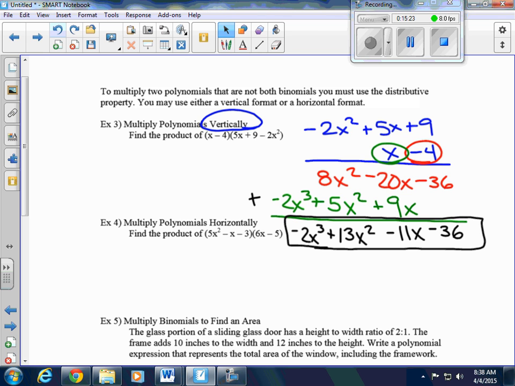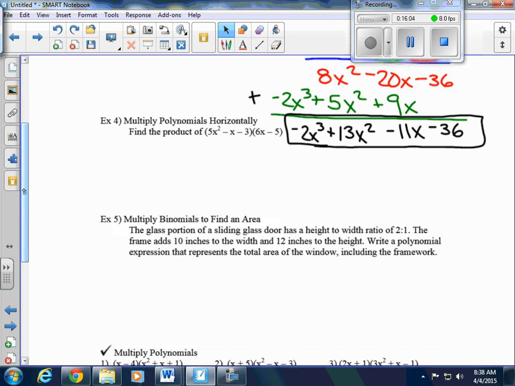So again, that was the vertical format because we took the first one, put it in standard form and wrote it on top. Then we took the second one, the second binomial in this case, wrote it underneath, and multiplied those two polynomials. Okay, so that is using the vertical format. A lot of people like this because you write them up there, then you do your multiplication exactly like you have done in the past. Right? So that's the vertical format. Second, we're going to talk about the horizontal format.